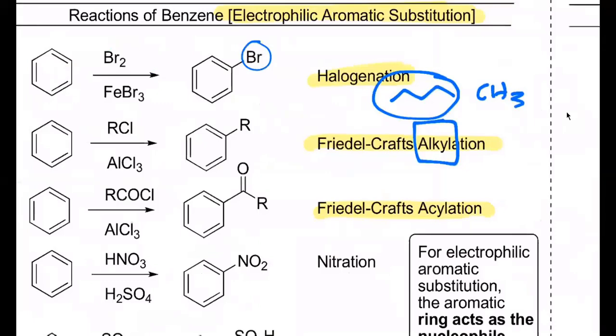Right, and then in this case, the mechanism is a little bit different. And then your catalyst is also different. In this case, your catalyst is aluminum trichloride. And so you'll see for Friedel-Crafts alkylation and acylation, your catalyst is aluminum. But let's talk about the alkylation right quick.